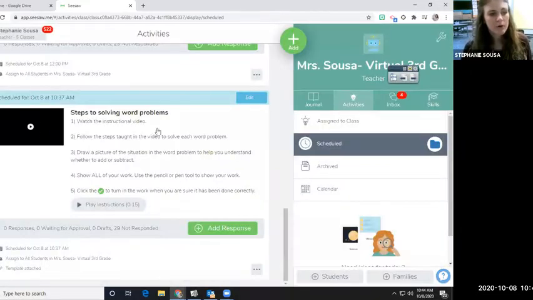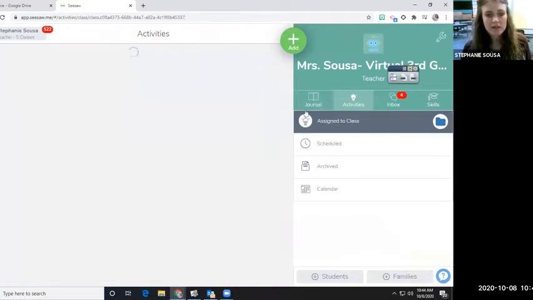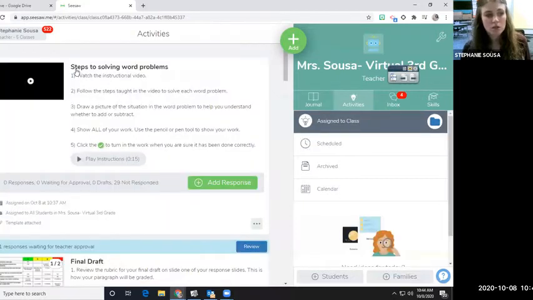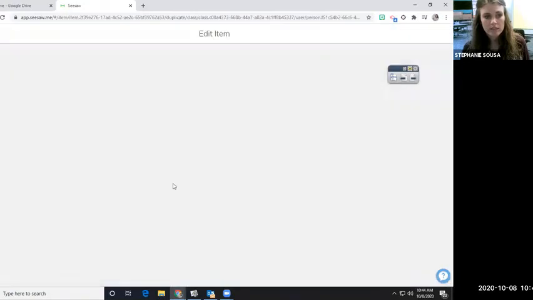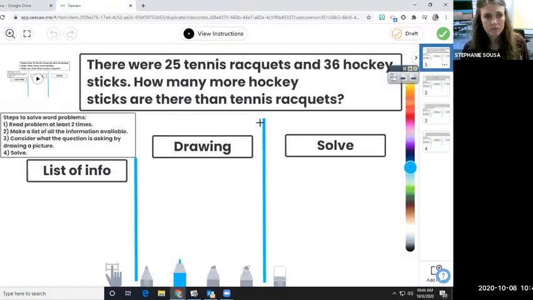So that's what we're going to do today. Inside of your Seesaw activities, you have an assignment that's been released to you called Steps to Solving Word Problems. Please go ahead and add a response. We're going to work on the majority of this together. So I'll give you a moment to pull that up in your tab.